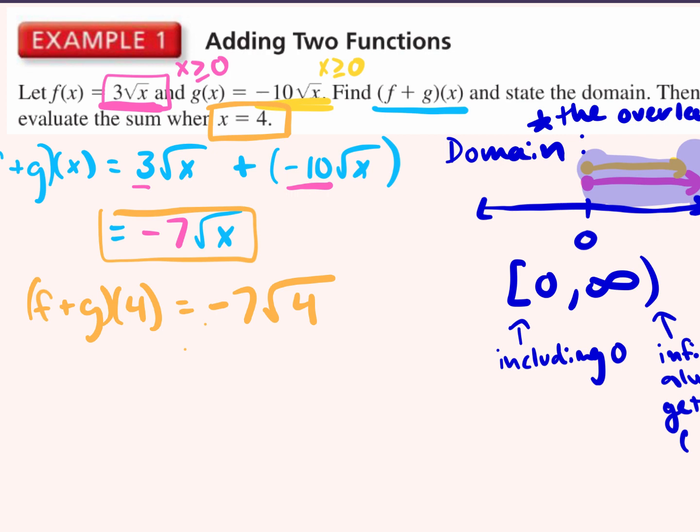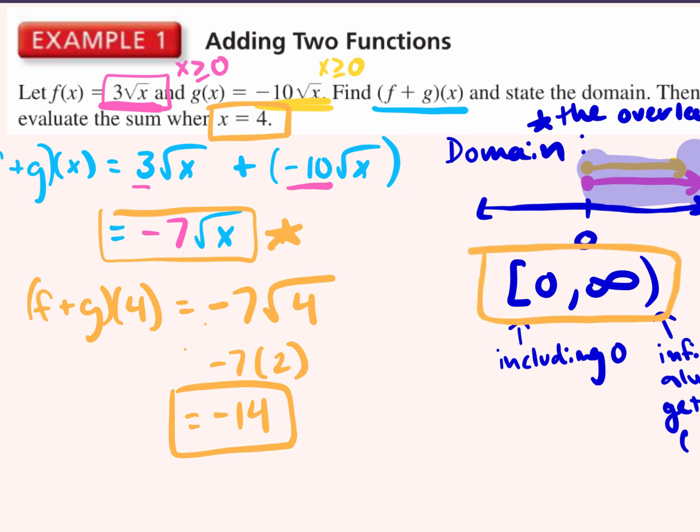What's the square root of 4? 2. So this would be negative 7 times 2. What's negative 7 times 2? Negative 14. So this question had 3 parts. We had to find f plus g, we had to find the domain, and we had to find when x is equal to 4. So these are our 3 answers here.